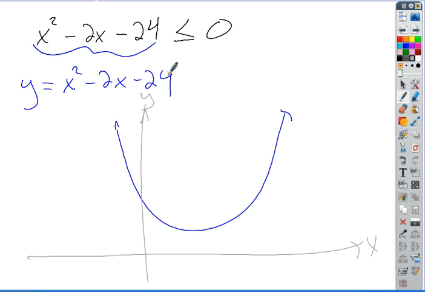This is giving us back y values. Now, what we essentially want to know then is, if I were just to call this y instead of that quadratic expression, it would just look like this: y is less than or equal to 0. Now, where would that happen? Where are y values less than 0 in the coordinate plane?